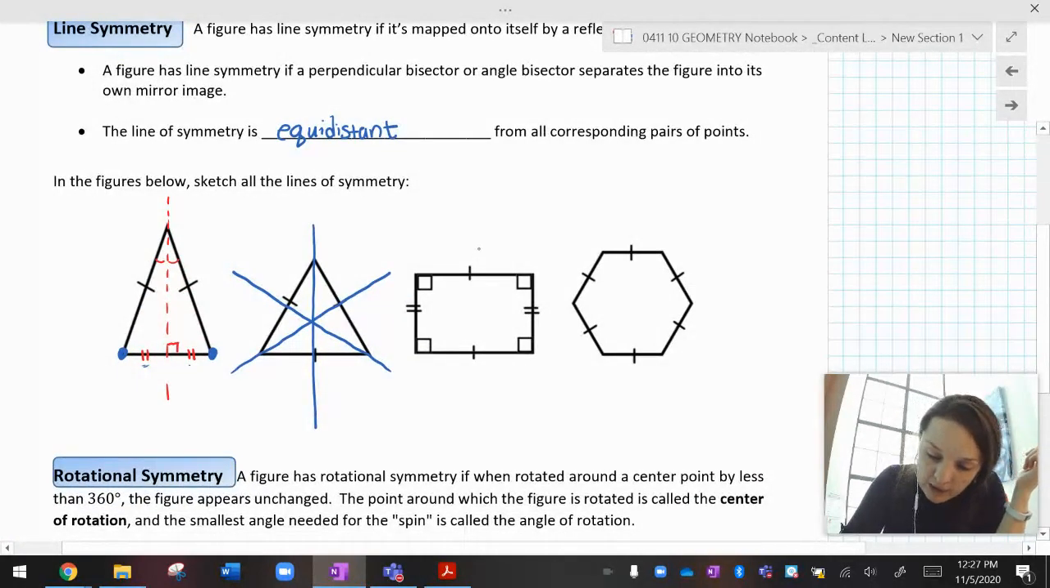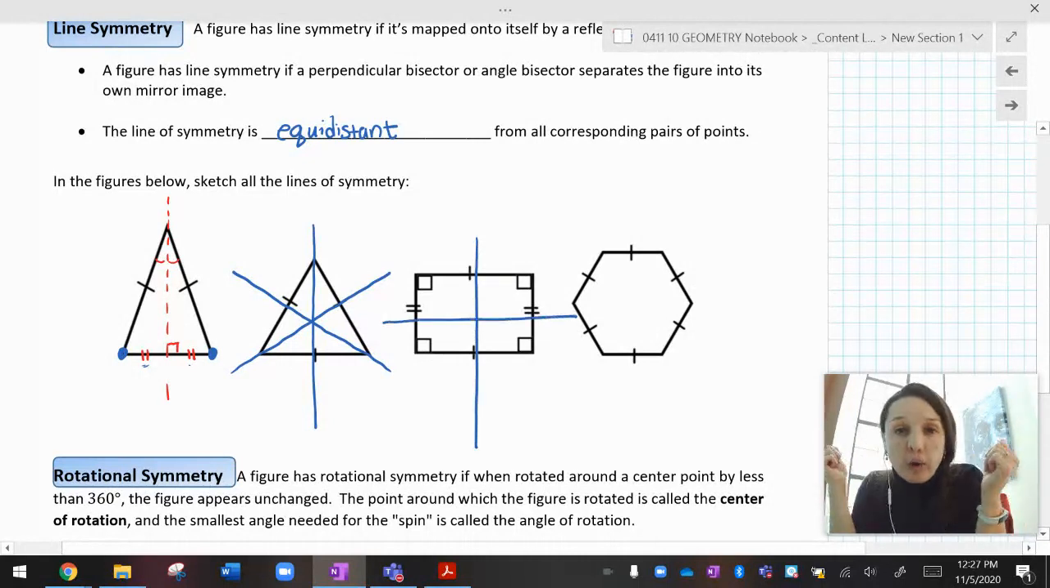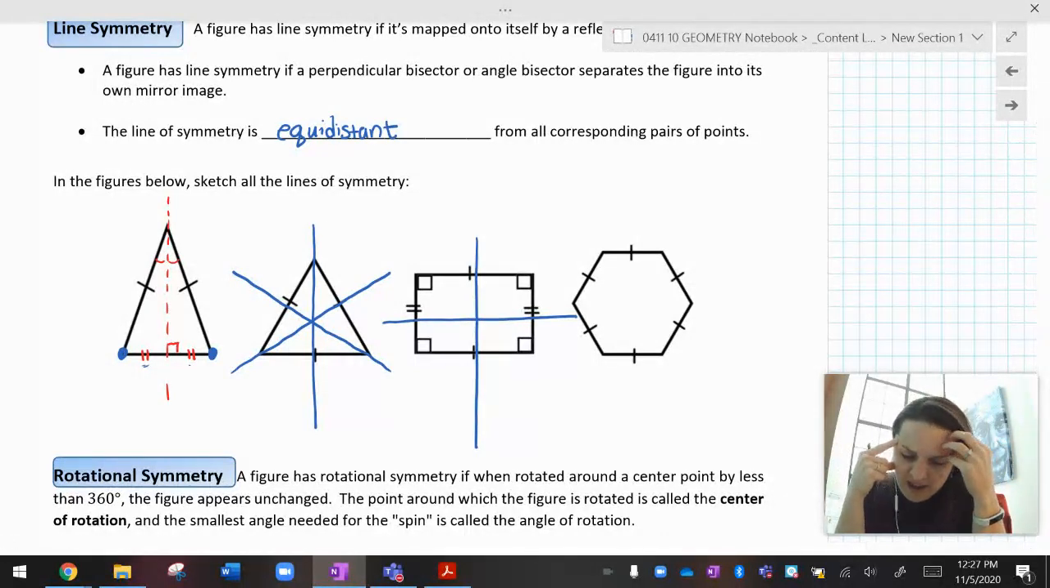And then in this rectangle, I could fold it down the middle, the hamburger way, or I could fold it along the long way, the hot dog way. And I wonder if I could fold on the diagonals. No, if I fold on the diagonals, that would not work out. So the diagonals of a rectangle are not lines of symmetry. Does the diagonal technically cut it in half? Well, yeah, but it's not a line of symmetry.